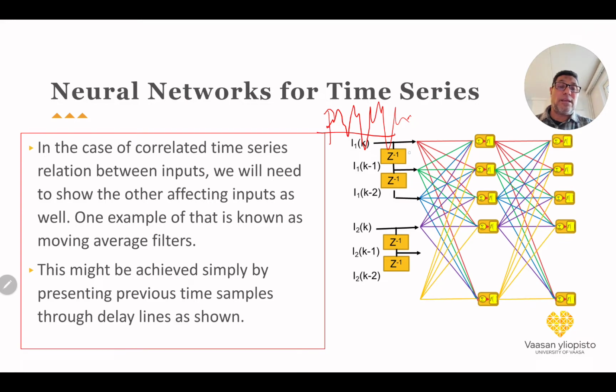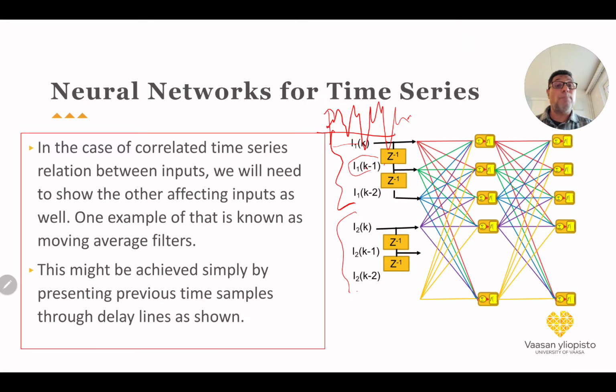It is like filters, a moving average filter. So you have the input here, and then the input can go here after k minus 1, k minus 2. This is for the first input. We take two previous samples, and for I2 we also take two previous samples, and then we use the conventional neural network. So this is one very simple realization.